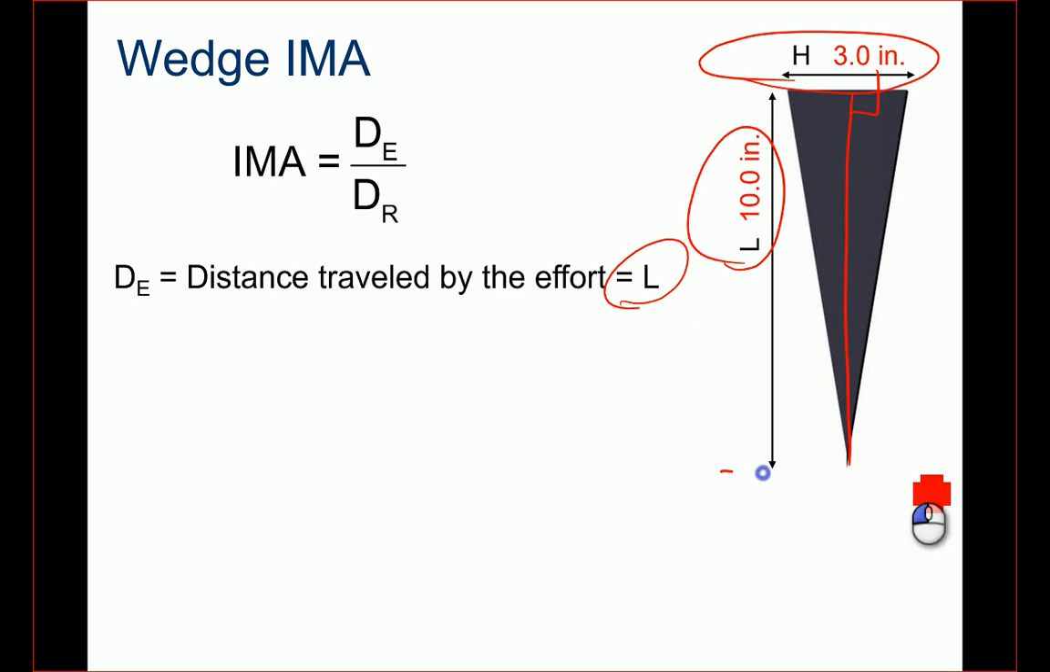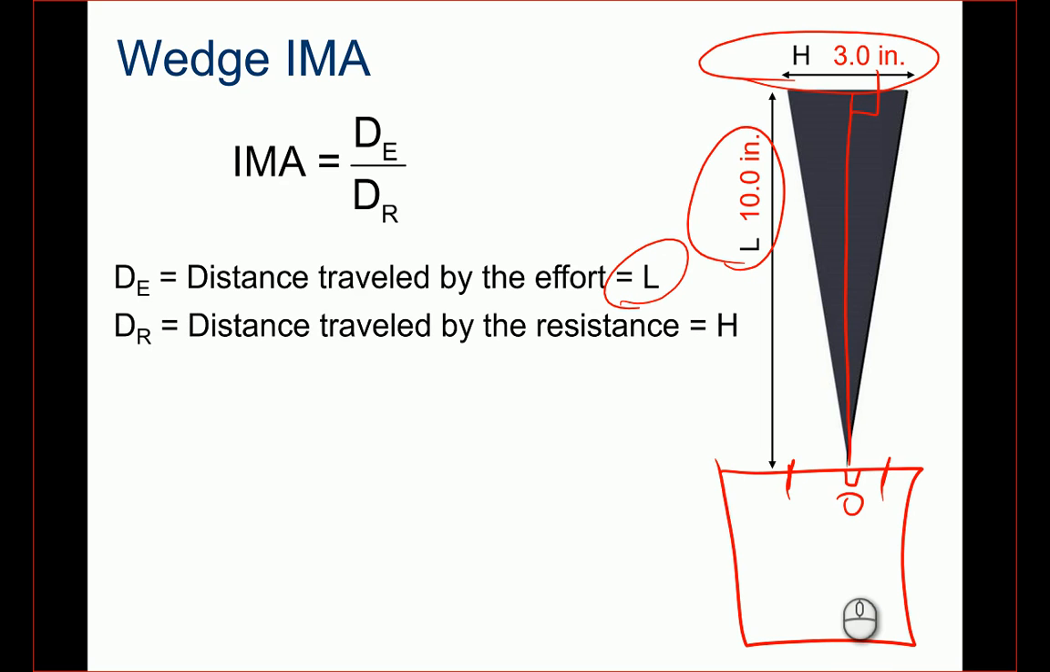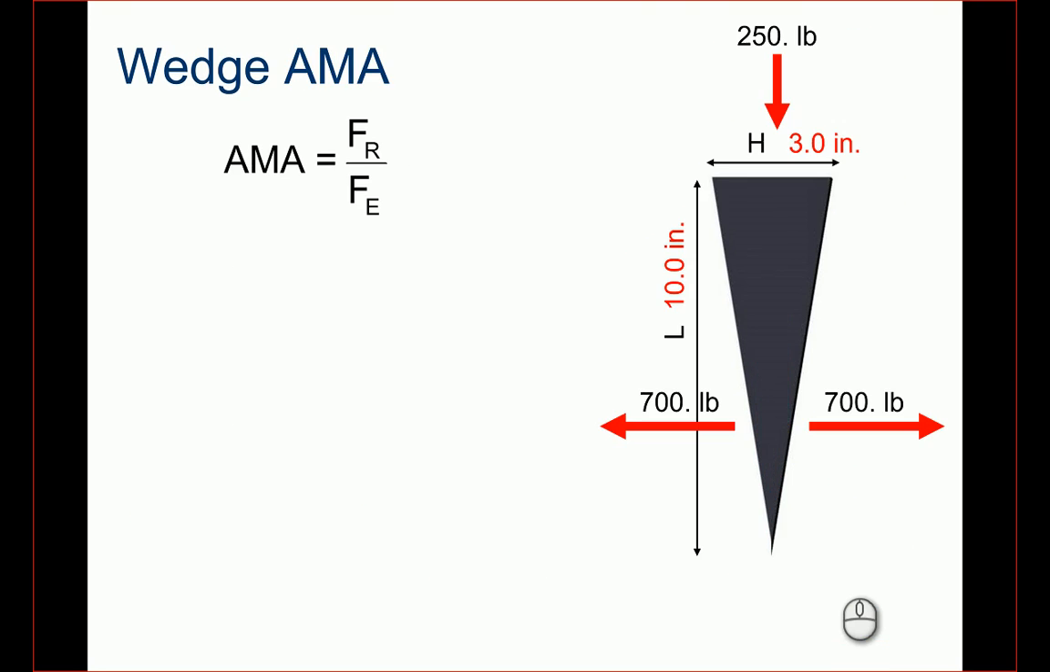So if this is the piece of wood, it's splitting this. Let's say that's the split. I'm going from 0 to 3 inches by the time it travels down. Okay, so I want this to be 3 inches. So that's why that's my resistance force. Then I take my L over my H, and I get 10 over 3, which is 3.3.